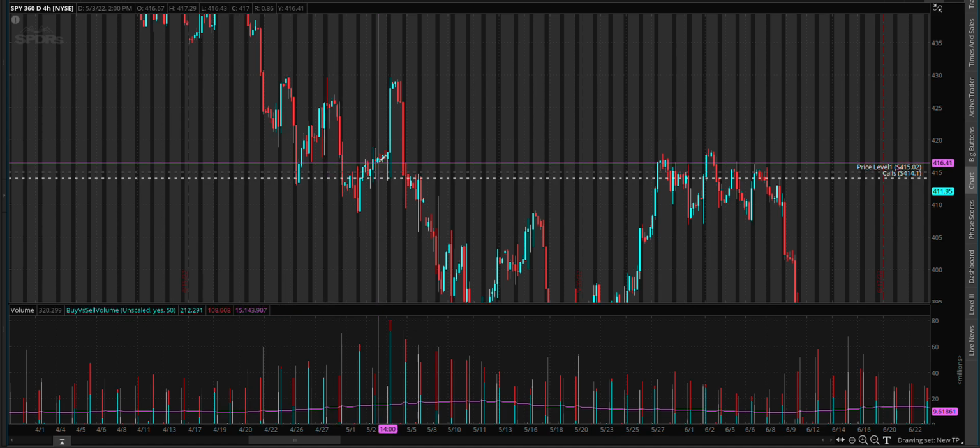The low of this is 416.43. Open of this is 416.22. Look at that, 416.22. The open of this 4-hour candle and the high of this is 416.22. So I'm going to just mark that off for right now, just to keep it in mind.